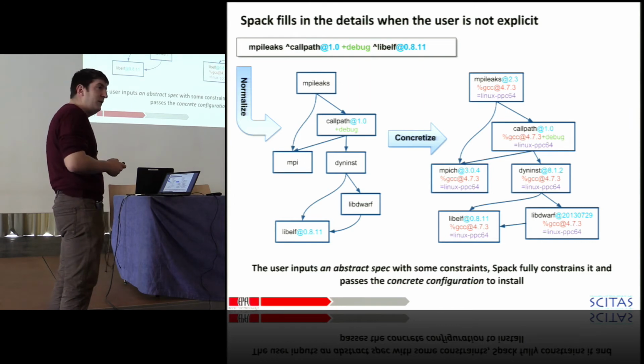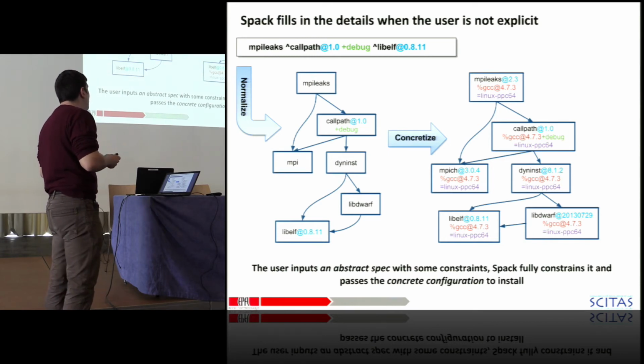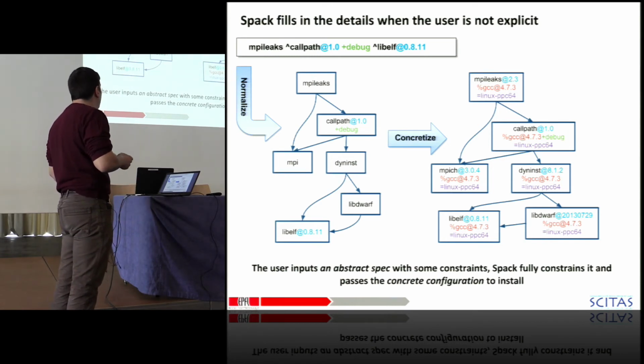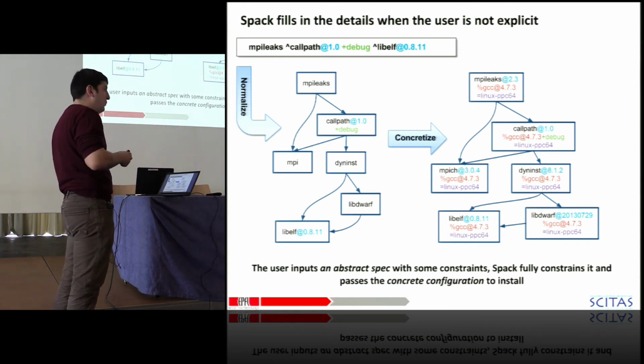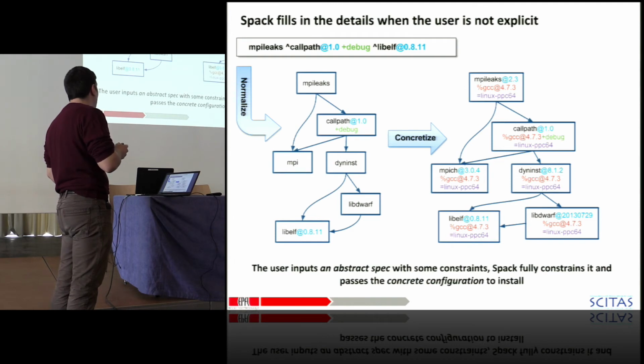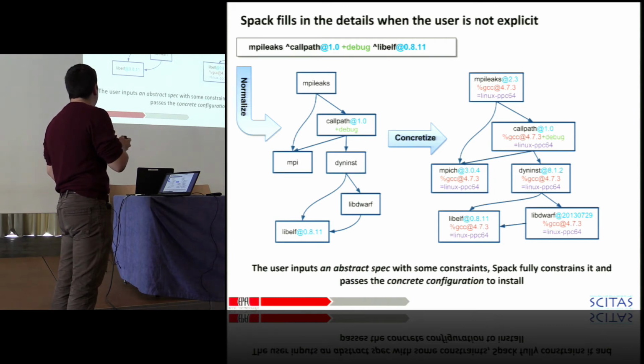Then the next step kicks in, which is called concretization. In this step, Spack uses a certain logic to fill in the blanks, to decide what to put for all the details that you didn't specify. For those of you who would like to know, this is basically solving a set problem. But it works, and it gives you the full-blown specification of what you are going to install. In Spack jargon, we call this an abstract specification and this one a concrete configuration.